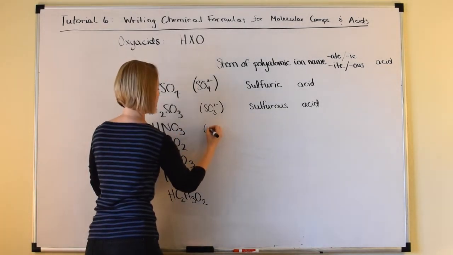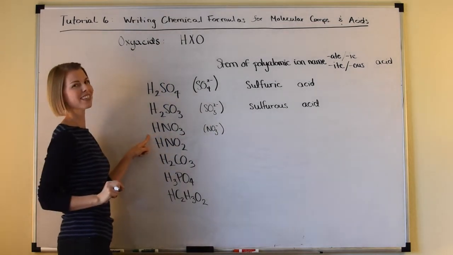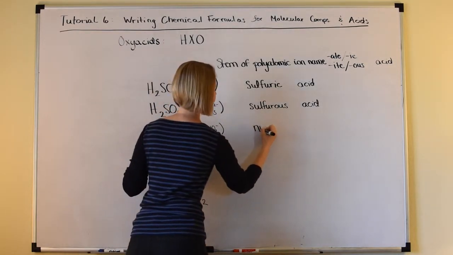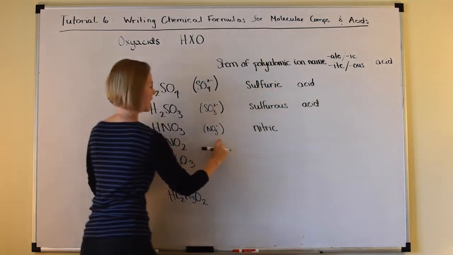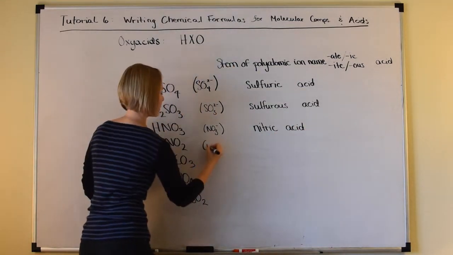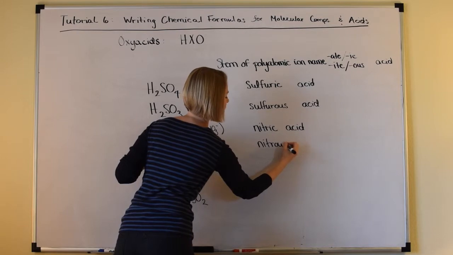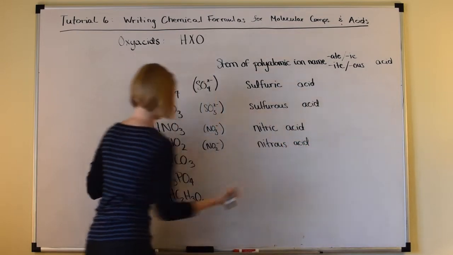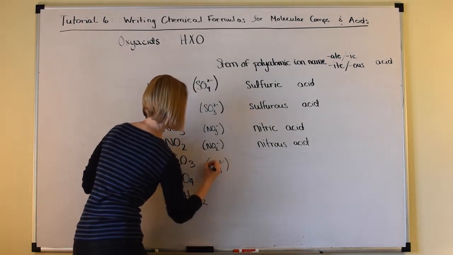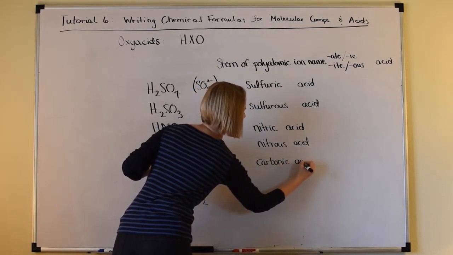Nitrate, NO3 with a 1- charge. Remember the 1-, that's going to tell you how many H pluses you need in your acid formula. So it's really helpful to know these polyatomic ions. That's going to become nitric acid, because it's an ate ending. Nitrite, NO2 with a 1- charge, is going to give you nitrous acid. Carbonate, CO3 with a 2- charge, is going to give you carbonic acid.